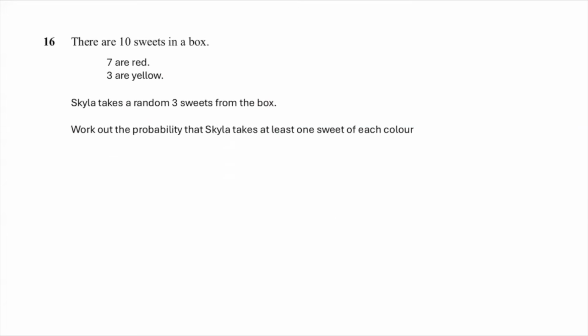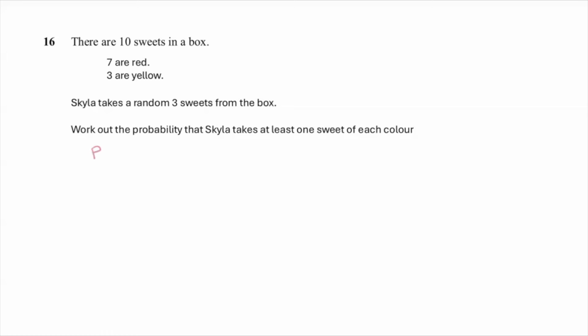Okay, so we've got 10 sweets in a box. We've got red and yellow sweets, and 3 are being taken randomly from the box. And we've got to work out the probability that Skylar takes at least 1 sweet of each colour. So before we go into a massive tree diagram, which will work and is absolutely fine to do, you could just start off considering some of the combinations, just so that you can be clear of what we're talking about.